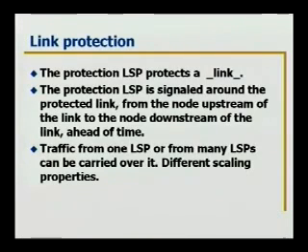So in the case of link protection, the protection LSP protects a link. The protection LSP is signaled around the protected link from the node upstream to the node downstream, and it's done ahead of time. Traffic from one LSP or from many LSPs can be carried over it. And this has different scaling properties and different trade-offs. In the example that we've seen, several LSPs could share the protection path. This is very nice from a scaling point of view. On the other hand, I can't guarantee the bandwidth on that.